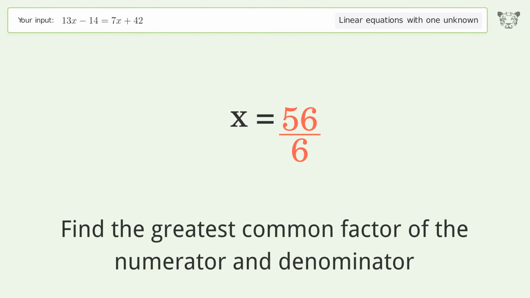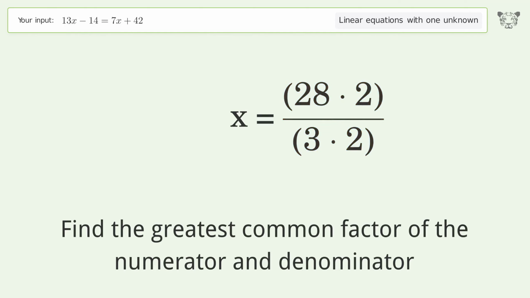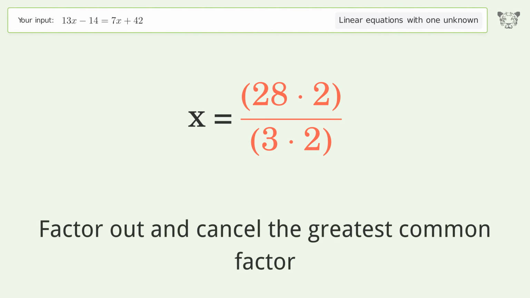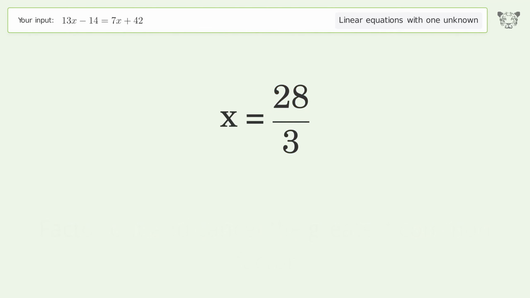Find the greatest common factor of the numerator and denominator. Factor out and cancel the greatest common factor. And so the final result is x equals 28/3.